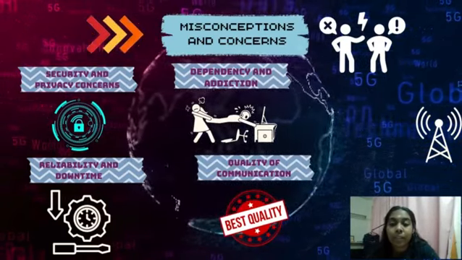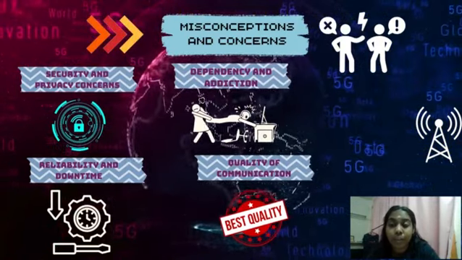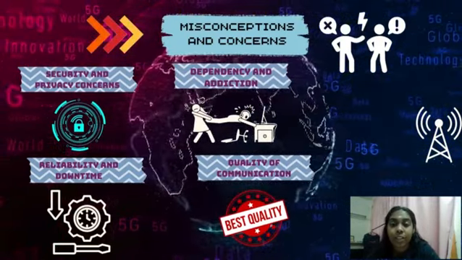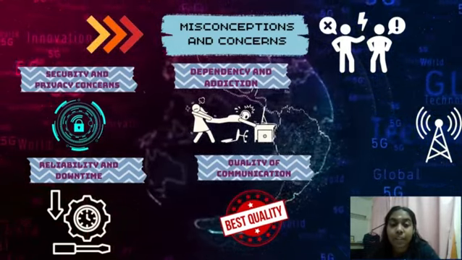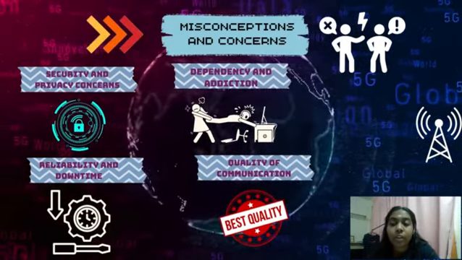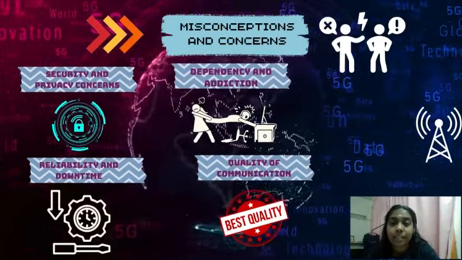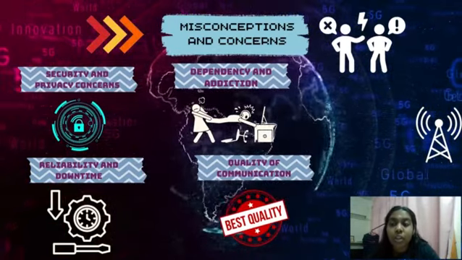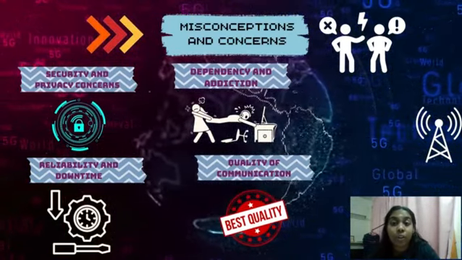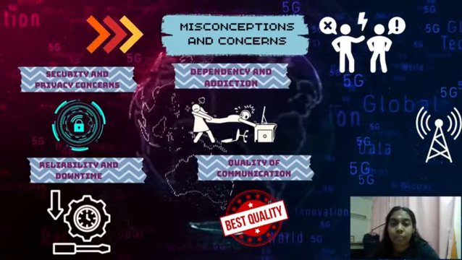The second will be dependency and addiction, which is the fear of over dependence on technology leading to addiction or social isolation. The third will be reliability and downtime, which concerns network outages, service disruption, and technical glitches affecting reliability. And the last one will be the quality of communication, which is the evolution of technology improving video and audio quality for more effective and long distance communication.